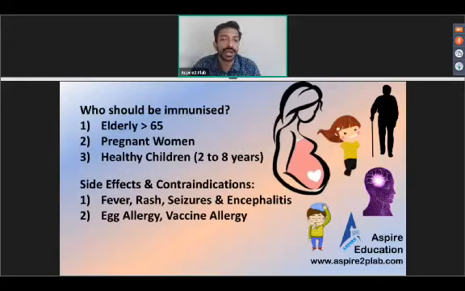Healthy children, like 2 to 8 years old, we give this flu vaccination just to prevent the flu in these kinds of patients. If our child is not healthy, having some problems, we might not give this flu jab because it is live vaccination. If a child is having any life-threatening problem, any cancer or something, in that case we give another strain, we give an inactive, killed vaccine, but this is live vaccination.